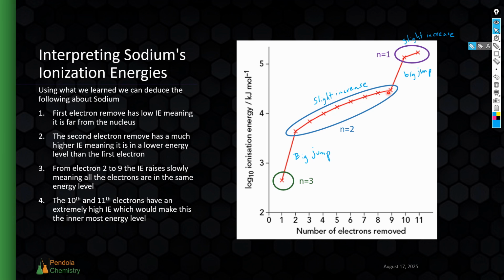And then once we get to the 8th electron in energy level 2, there's another big jump to the first energy level, because again, the first energy level is even closer to the nucleus, shorter distance, and there is no shielding in energy level 1. And that makes them the innermost energy level, and therefore the ones with the highest ionization energy.